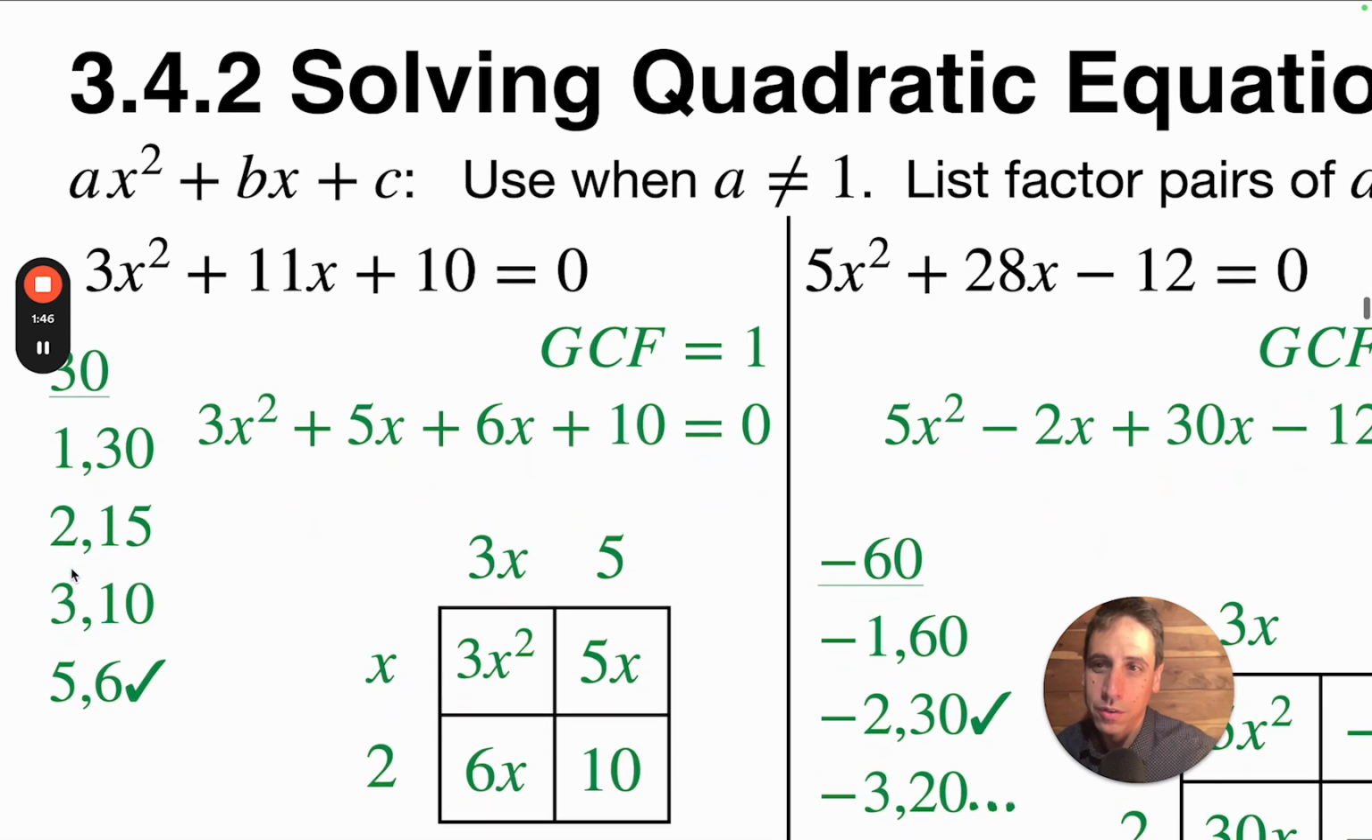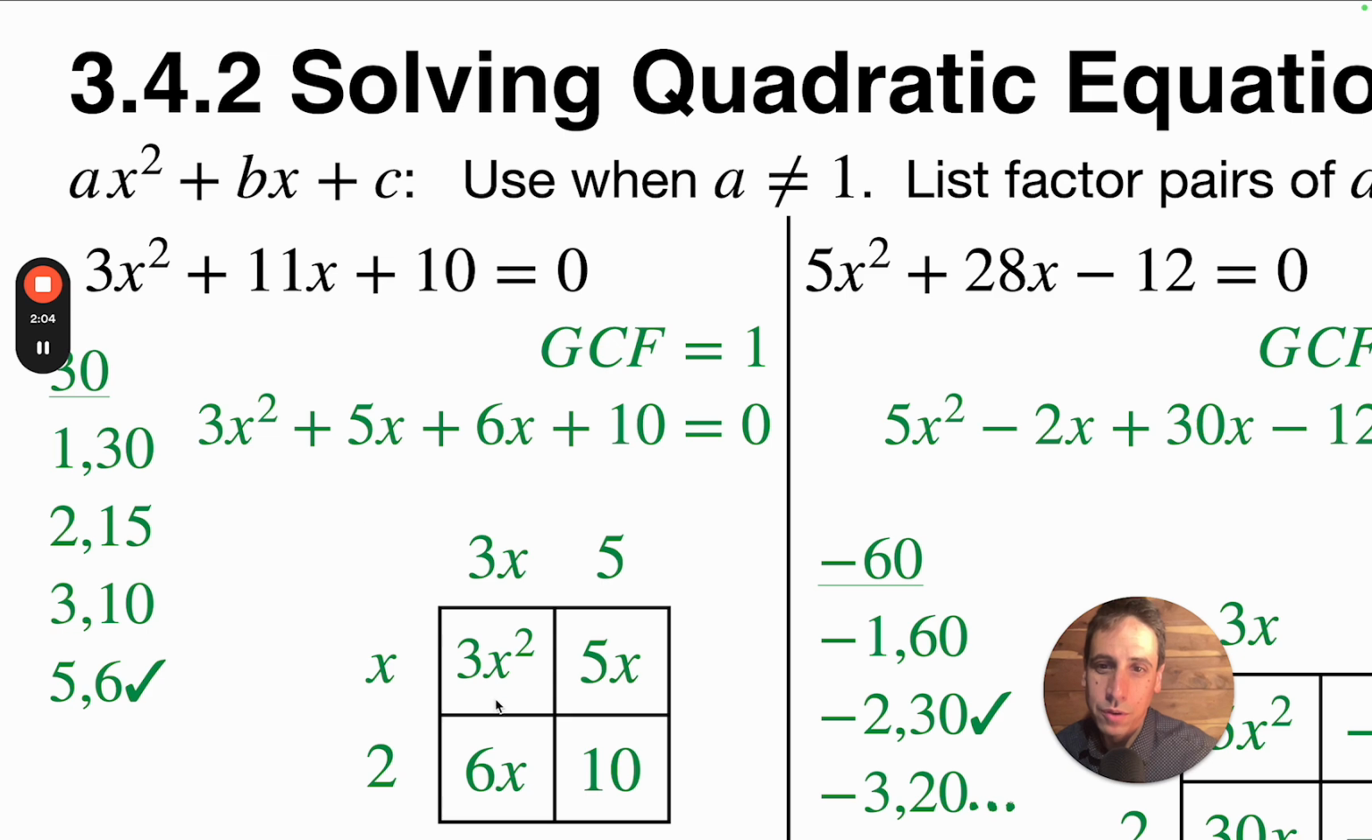So we've got factor pairs 1 and 30, 2 and 15, 3 and 10, 5 and 6. And so then, we can see that 5 and 6 also happen to add up to 11. So great, now we have our two values, 5 and 6. That means we can split 11x up into 5x and 6x. And now we're going to box factor.